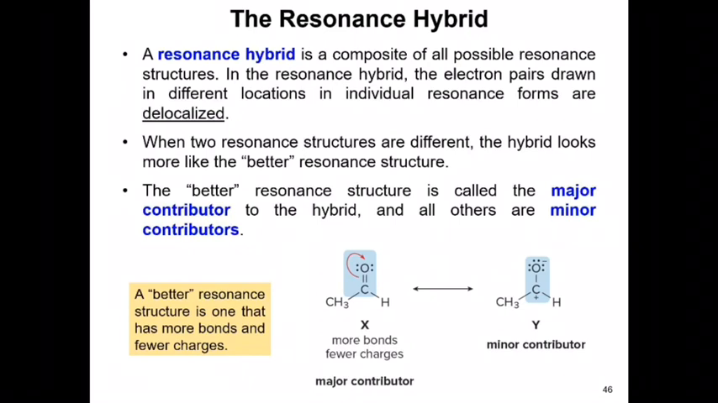So how do we know which one is the more stable structure? Well, the structure with more bonds and minimized formal charges is typically the more stable structure. So the more stable structure is the better structure, and this is known as the major contributor. And the resonance hybrid structure looks more like the major contributor. The less stable structure is known as the minor contributor.